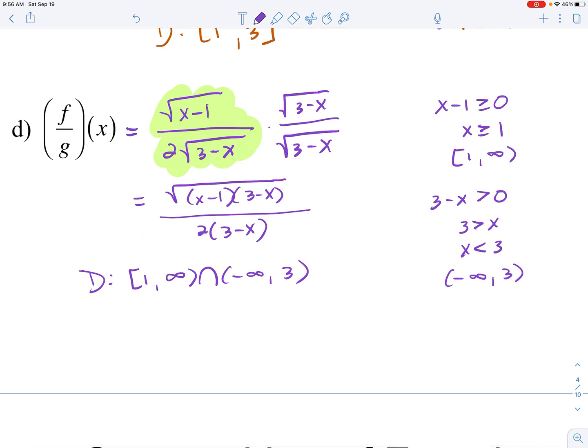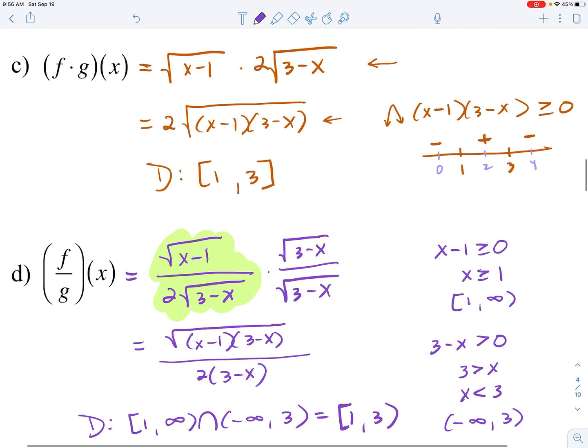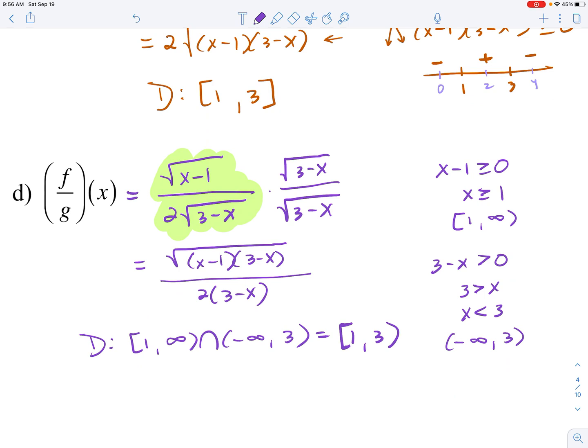Really, you could just reason it out and think, okay, I have to take into account this domain restriction and this domain restriction, so what would make sense? Where these two intervals would overlap would be from 1 to 3, but 3 is not going to be included in the interval. So a little bit different than the domain of the other 3 functions that we created.